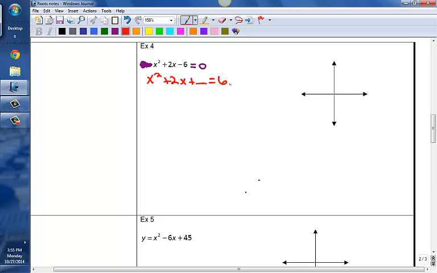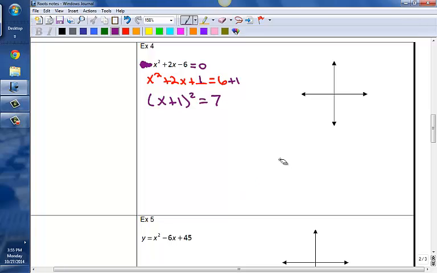Move the 6 to the other side. Divide this one by 2. 2 divided by 2 is 1. Square it, and you still get 1. And don't forget to add it to the other side. When I factor it down, it looks like this.